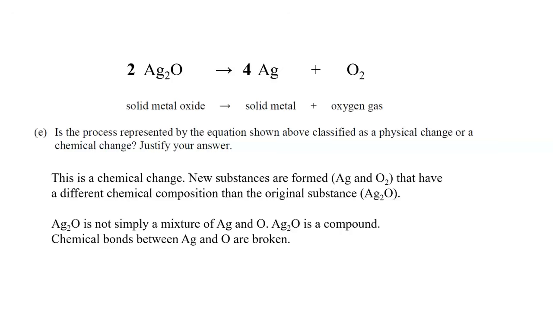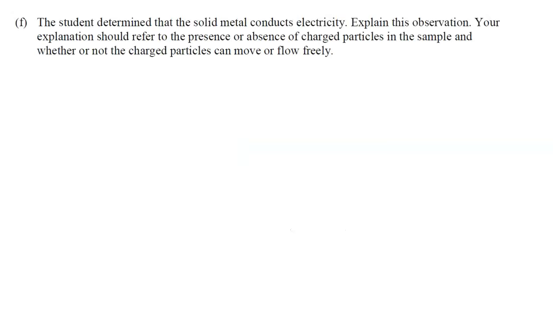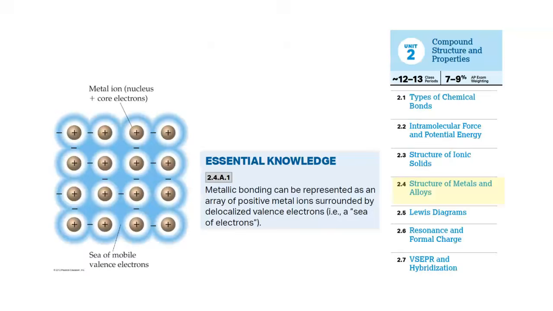Now, let's take a look at part F of this question. In part F, it says, the student determined that the solid metal conducts electricity. Explain this observation. Your explanation should refer to the presence or absence of charged particles in the sample and whether or not the charged particles can move or flow freely. Now, in my earlier video that talked about topic 4.2, net ionic equations, I had presented this information, which you can see on this slide.